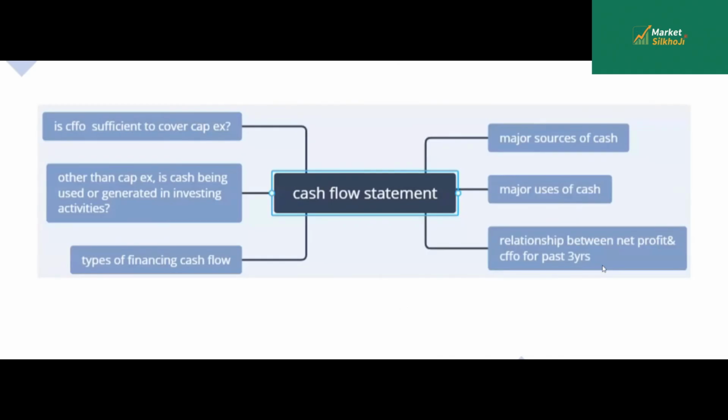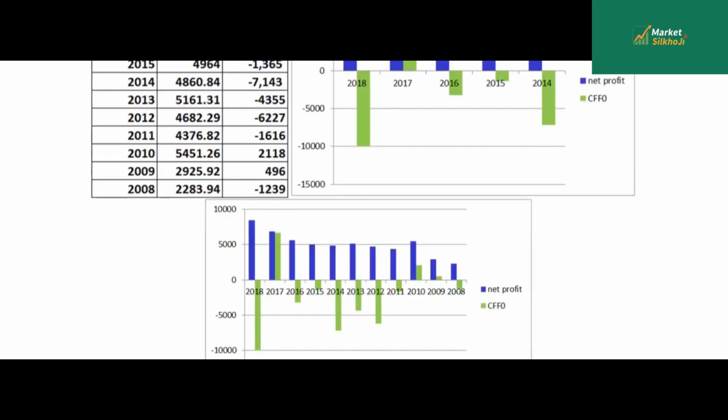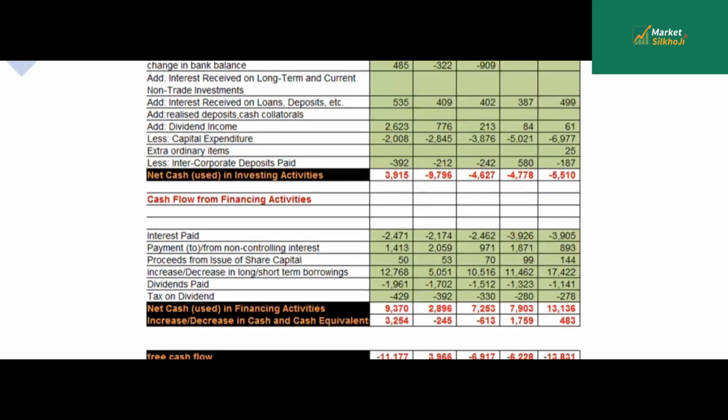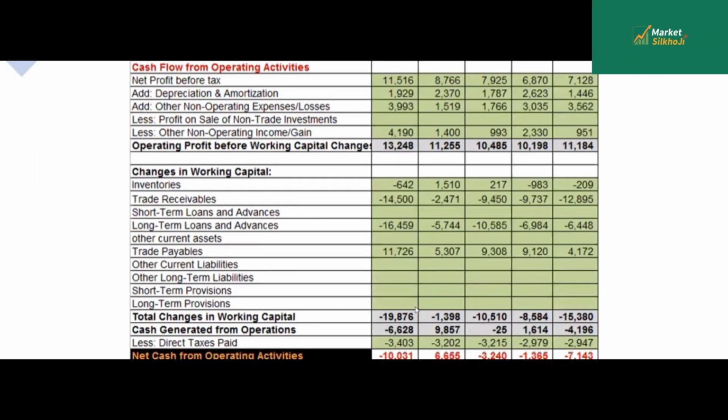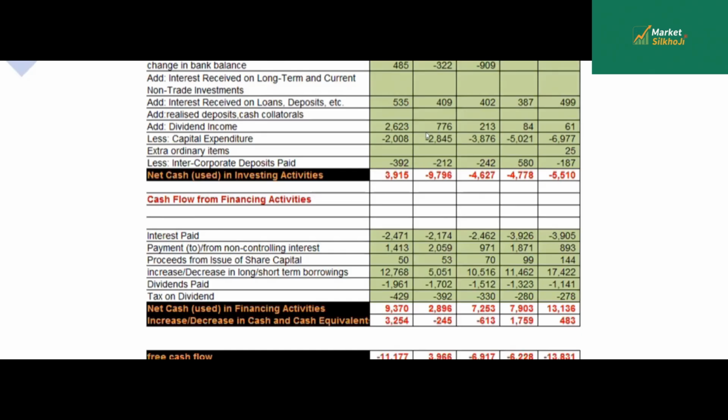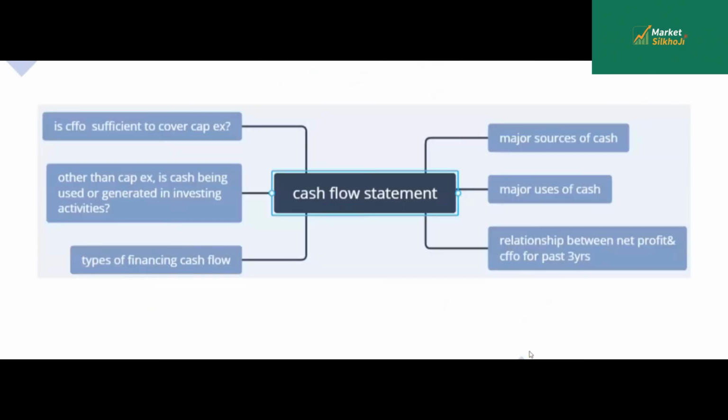So that is the situation. If you look at the relationship, the cash flow statement is narrating a different story, the income statement is narrating a different story. Is CFFO, the cash flow from operations, sufficient to cover the capex? No, cash flow from operations itself is negative. This company didn't generate any cash. So to cover the capex, they borrowed money. And of course, free cash flows are also negative. Other than capex, cash is being used.